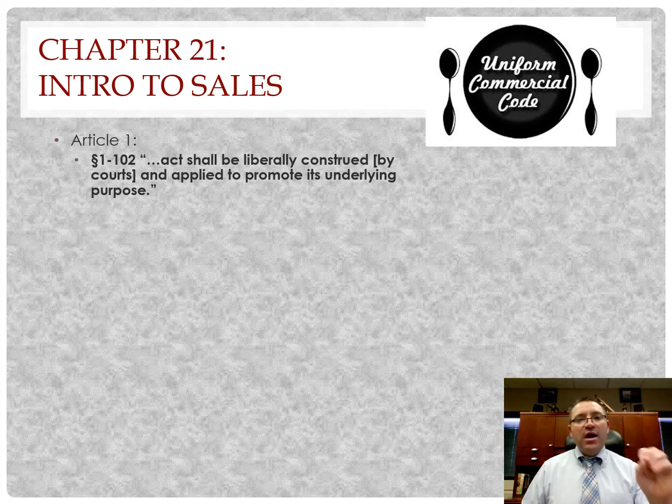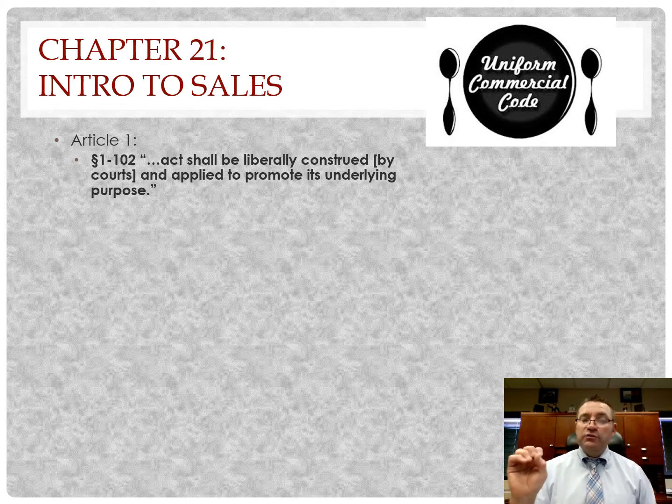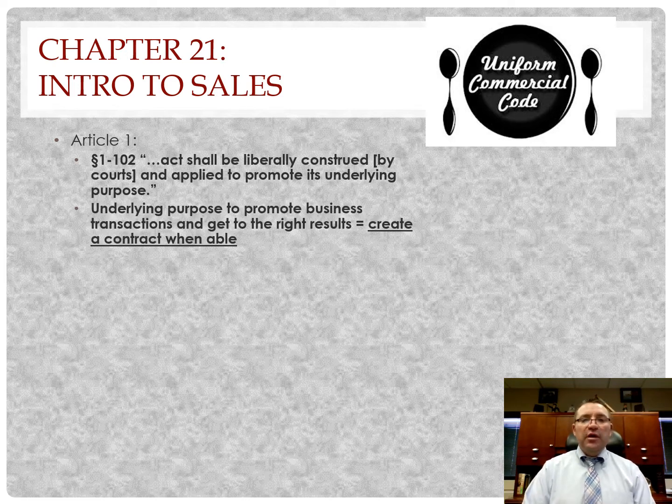So you don't need to memorize Section 1-102, where it talks about the UCC being liberally construed by the courts, right? And applied to promote the underlying purpose of forming contracts, allowing businesses to exist, and the sale of goods to really be fostered. That's what that section is. Again, don't remember the numbers. Just remember that the UCC is all about being liberally construed to form contracts when it comes to goods. The underlying purpose is to promote business transactions and to get the right results, right?